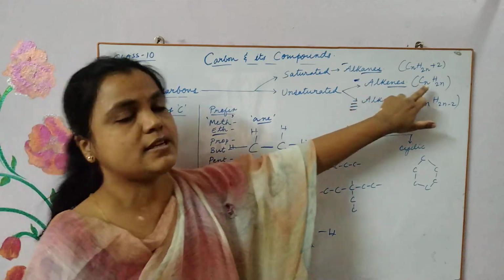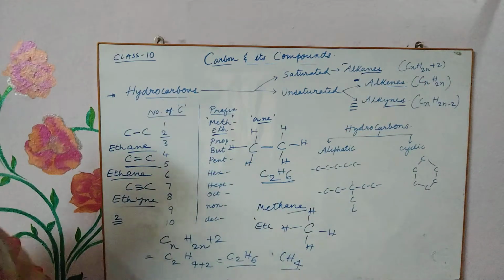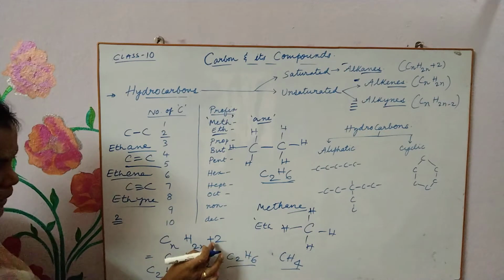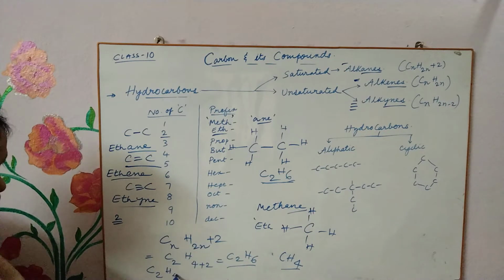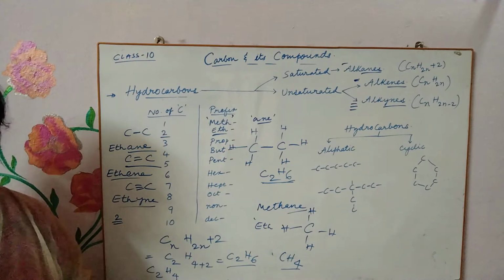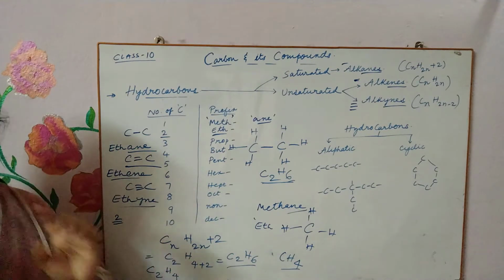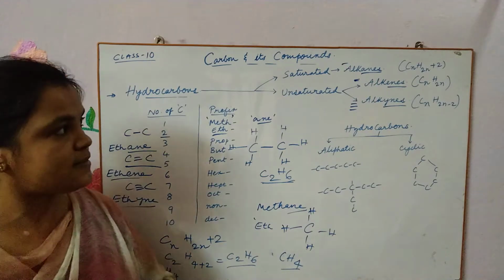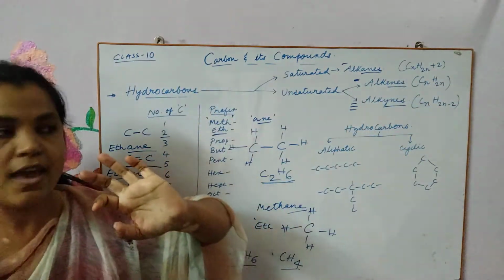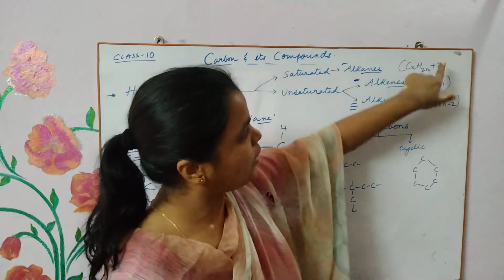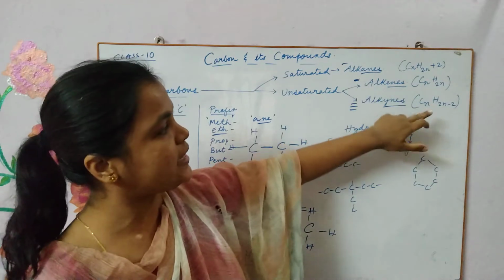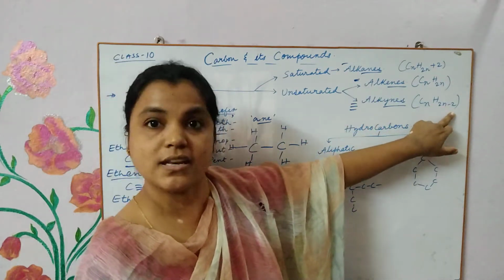For alkenes, it would be CnH2n. That means if C is 2, H would be simply 2 into 2. That is 4. So this will be the general formula for alkenes. Now the question for all of you is, why is the general formula different for all these, and why are the extra two hydrogens present only in alkanes and not in alkenes? And here you can see 2n and 2n plus 2.